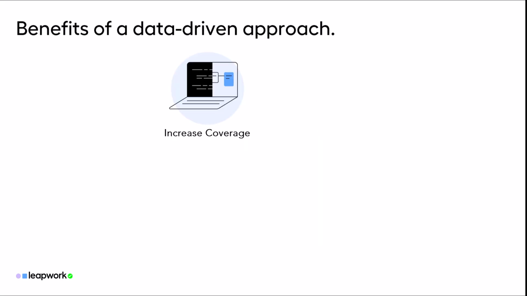Data-driven automation increases coverage. With data-driven automation, you can execute a single flow with multiple sets of test data. This means that you can test different scenarios and combinations of data, which increases the overall coverage. Data-driven automation reduces maintenance effort. It allows you to separate test data from flows, which makes it easier to update flow data without changing the flow. This results in reduced maintenance effort as you only need to update the flow data and the flow can be used for multiple scenarios.